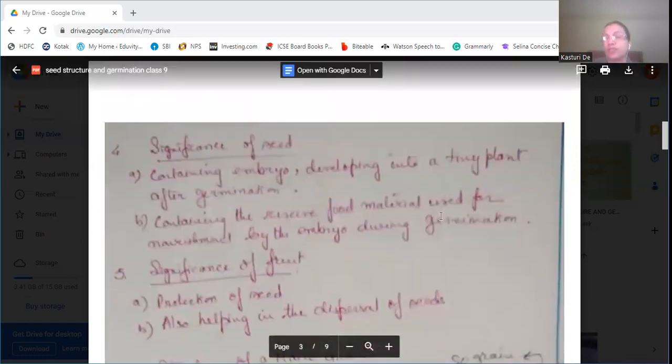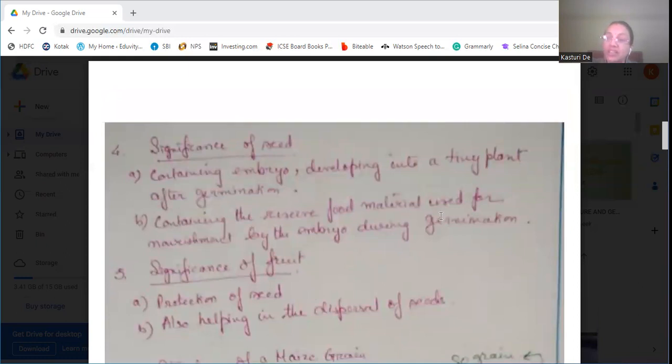The significance of the seed. What is the importance of a seed? Why do we need a seed? Rather, the plant needs a seed. Why is it so? Because it contains the embryo, which develops into a tiny plant after germination. It also contains the reserve food material, which is used for nourishment by the embryo during germination. So two things make the seed most important: first, it contains the embryo, and secondly, it contains the reserve food material.